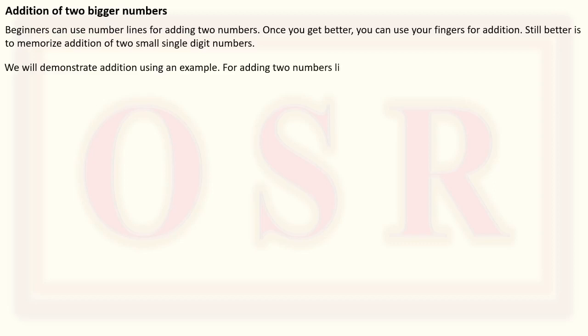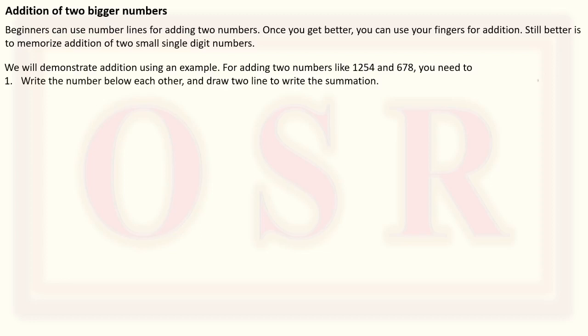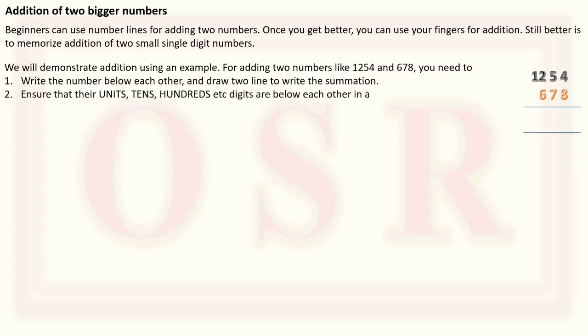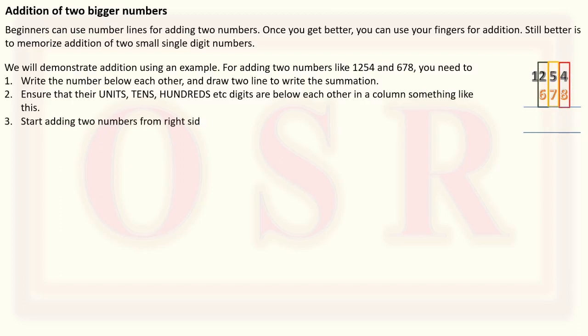For adding two numbers like 1254 and 678, you need to first write down the numbers below each other and draw two lines to write the summation, something like this. Now ensure that their units, tens, hundreds, etc. digits are below each other in a column. So we will see that yes, units, tens and hundreds digits are below each other. Now start adding two numbers from the right side and proceed to the next number on the immediate left.